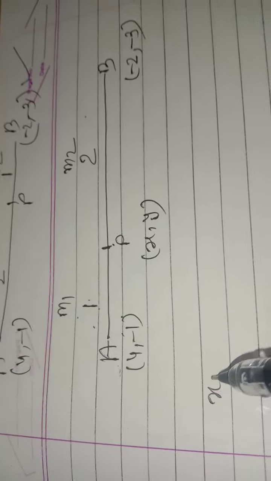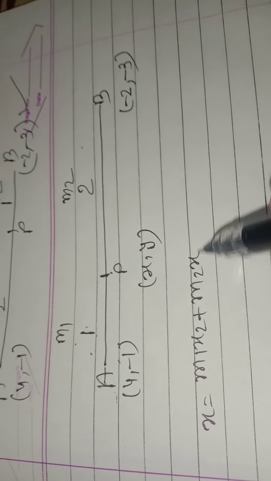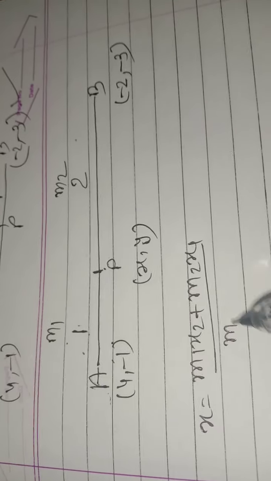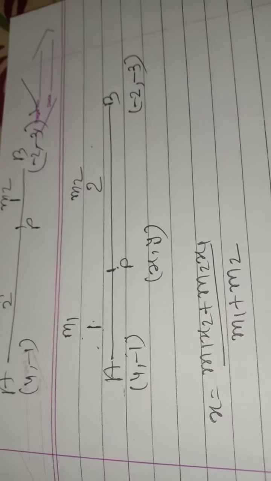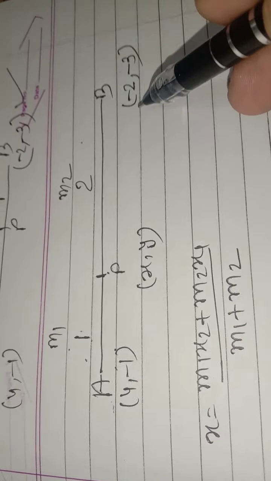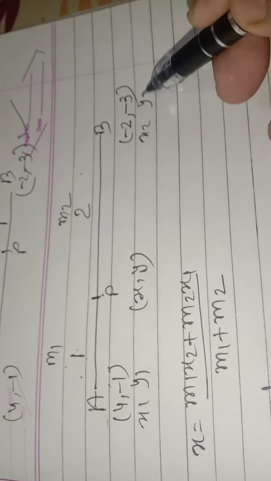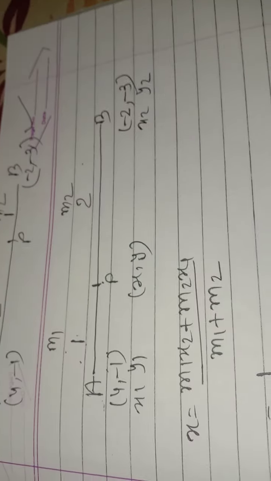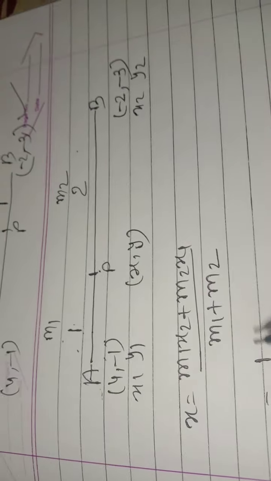Now again our formula is x is equal to (m1 x2 plus m2 x1) upon (m1 plus m2). Very simply I am writing. So m1 is 1. What is x2? It is x1 y1, x2 y2. Always make the figure. It will make your concept very clear. So 1 into x2 is what?